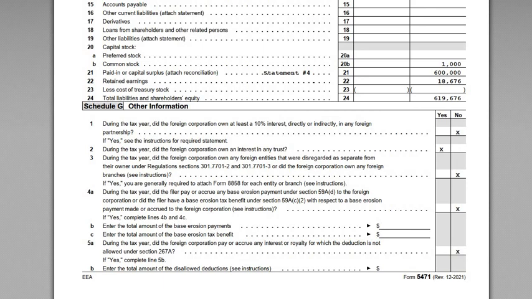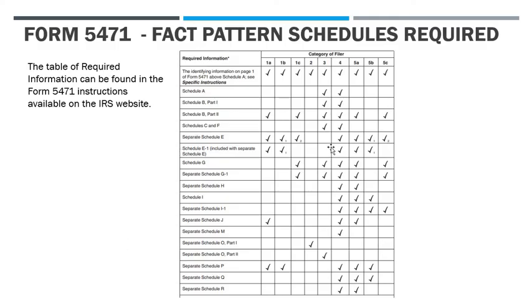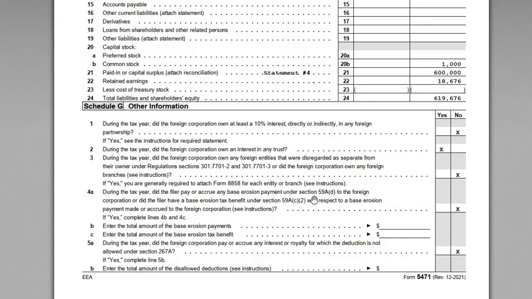So Schedule G, if we go back to our table here on the required information table, again, this is in the 5471 instructions, we can see here Schedule G and G1 are separate items, right? So Schedule G needs to be completed for Cat 1C filers, Cat 3, 4, 5A, and 5C filers. Now remember, our shareholder here, John, basically qualifies for almost all of these category filers, so we're definitely doing a Schedule G for John.